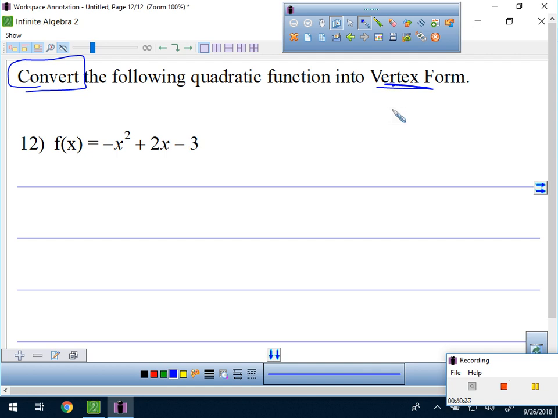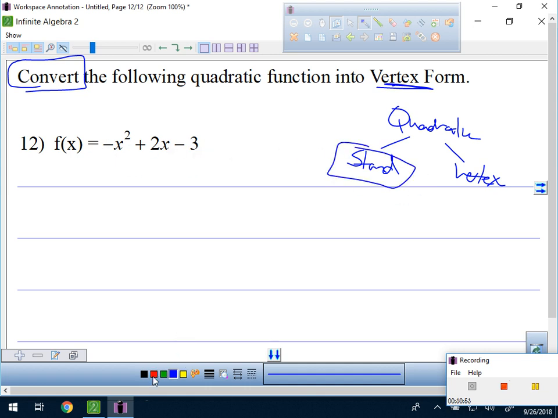If you remember, and this is not necessary, but when we first started quadratics, I told you for quadratics there are 2 forms. It can either be in standard form or it could be in vertex form, but they mean the same thing. This right here, guys, is in standard form. What we want is vertex form.